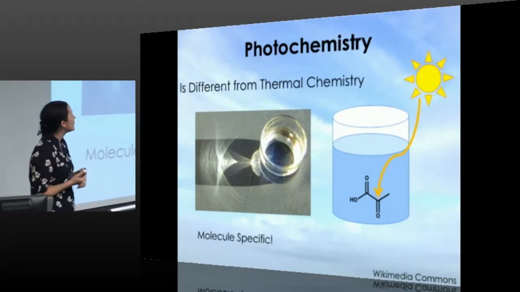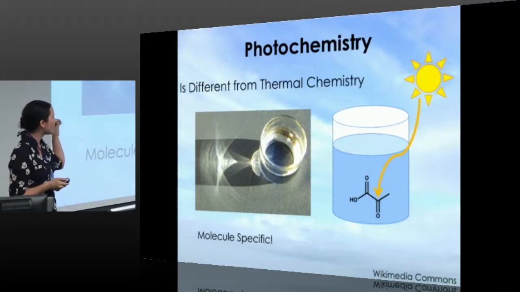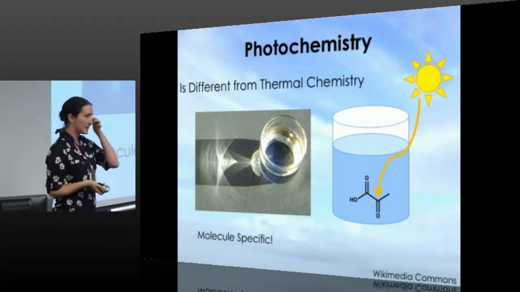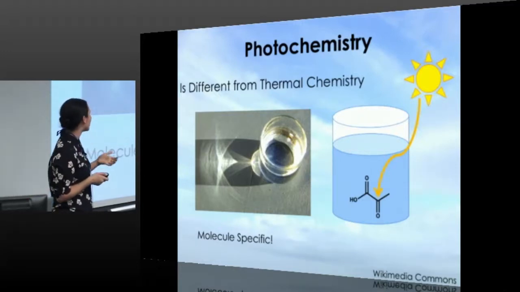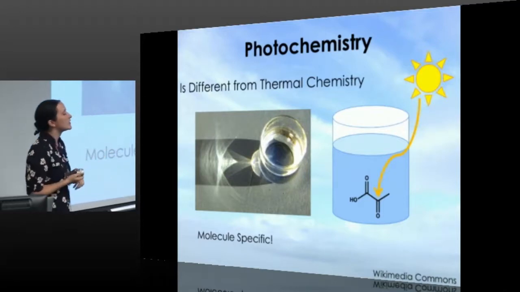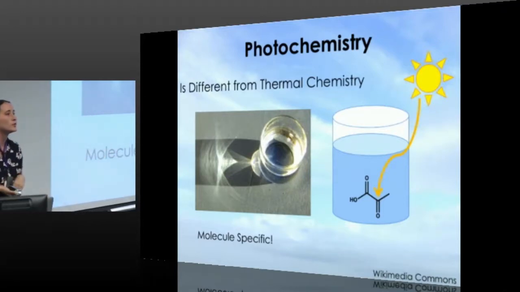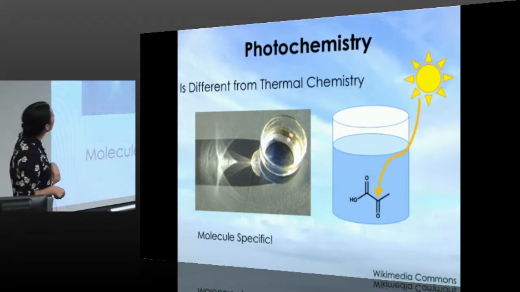And photochemistry is also inherently a non-equilibrium system because you're exciting the molecule. And it's also very dependent on which molecule you choose, what chemistry you're going to get out, if you're going to get out any chemistry.